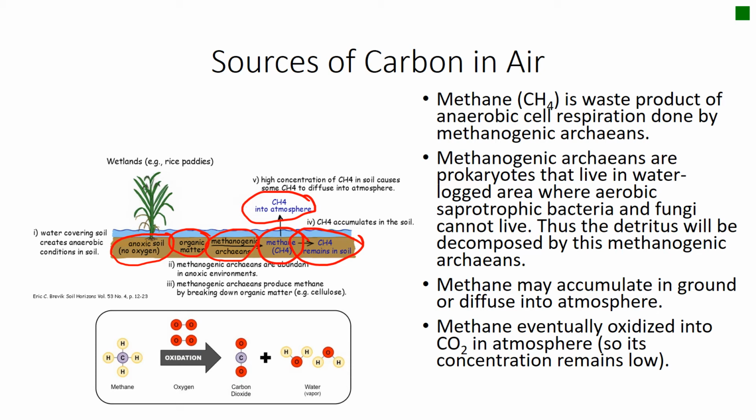Now, what will happen in the atmosphere? They will meet with the oxygen. Now, the methane will be oxidized by the oxygen, and they will become carbon dioxide and also, as a side product, water. So methane eventually oxidizes into CO2 in the atmosphere. That's why the concentration of methane remains low in the atmosphere, because when the methane goes to the atmosphere, it will react with, or be oxidized by, the oxygen to become carbon dioxide.